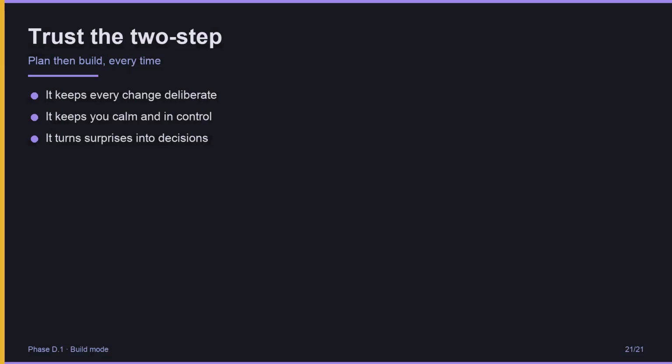This 2-step rhythm, plan, then build, is, in my view, the single most valuable habit in all of OpenCode. It keeps every change deliberate instead of accidental. It keeps you calm, even when you are doing something new. And it turns what could be a frightening surprise into a quiet decision you made on purpose. Trust the 2-step, and it will carry you far.